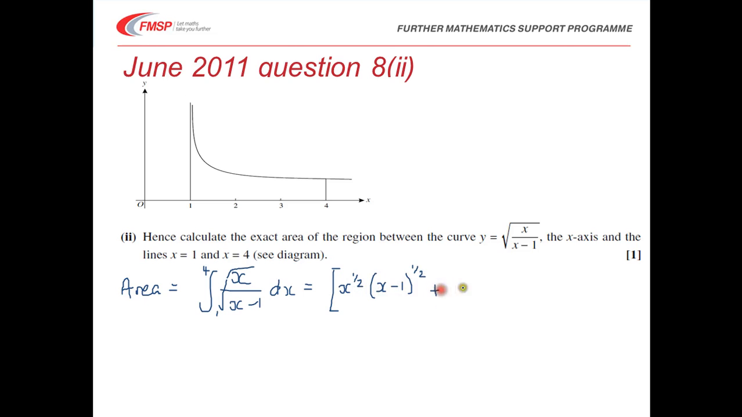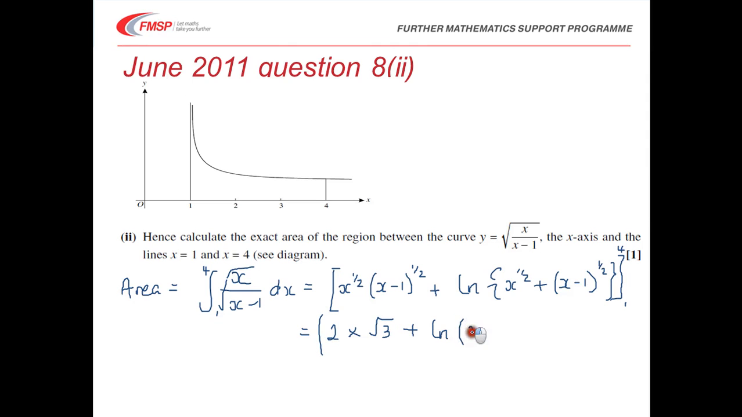That was our f of x, and then we had our log function, which was log of x to the half plus x minus 1 to the power of a half. And we're going to now evaluate that between 1 and 4. So just substituting in, we'll have 2 times 4 minus 1, so that's root 3, and then we'll have log, so this is the first bit when x is equal to 4, so we'll have log of 2 plus root 3.